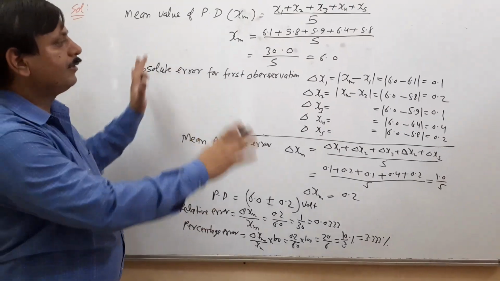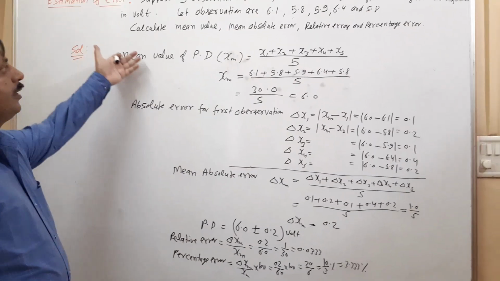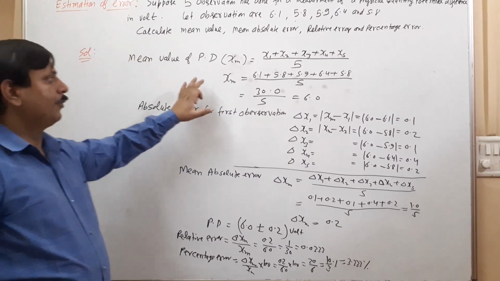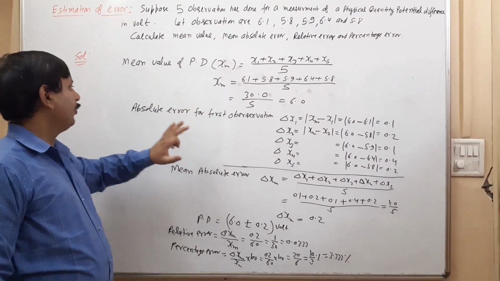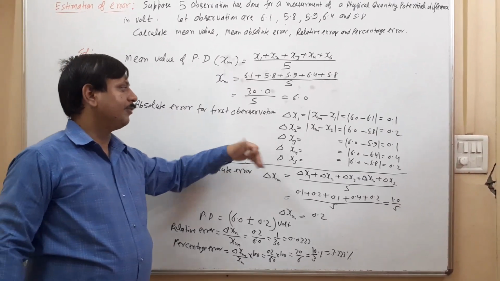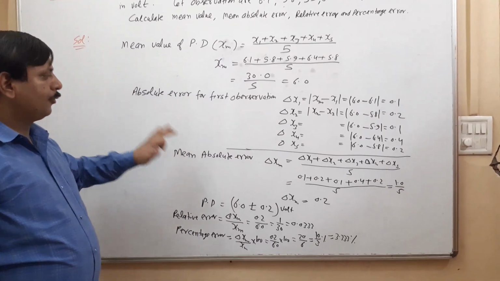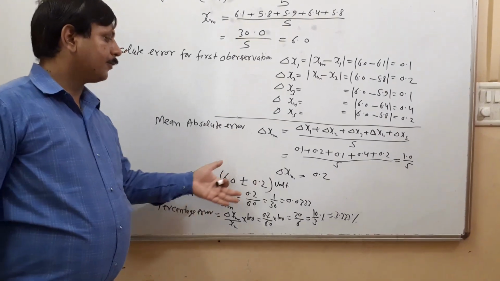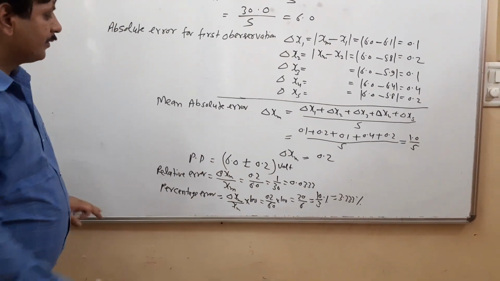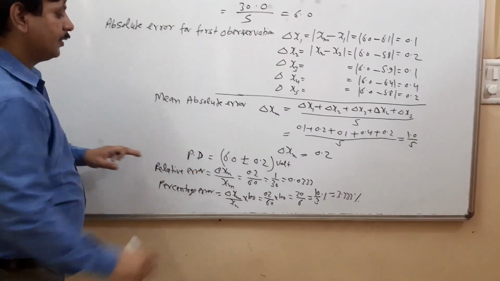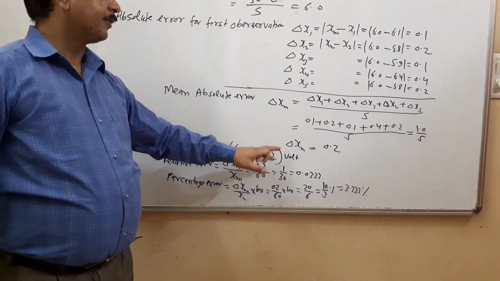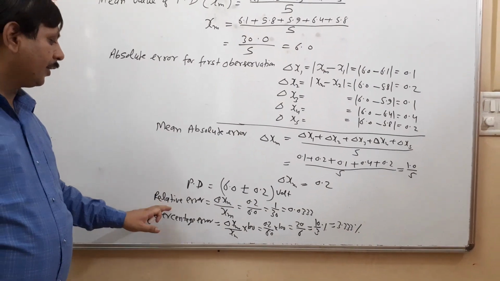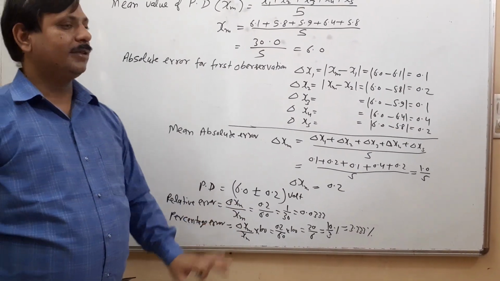I have given one example of how to estimate the errors. Firstly, we have to take the average of all, that is the mean value or most probable value. Second, we find the individual absolute errors, then the mean absolute error, and the result can be written in the form of most probable value plus minus mean absolute error. This is the relative error and this is the percentage error.